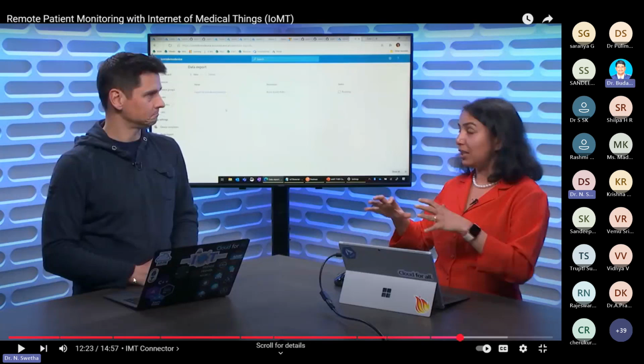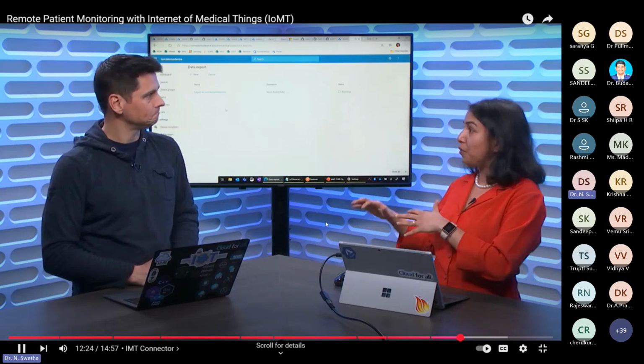From the IoMT device, you are moving it, transforming it into a format through the connector, and then you are exporting that particular data. Now you'll access it through Postman. So you can see them.